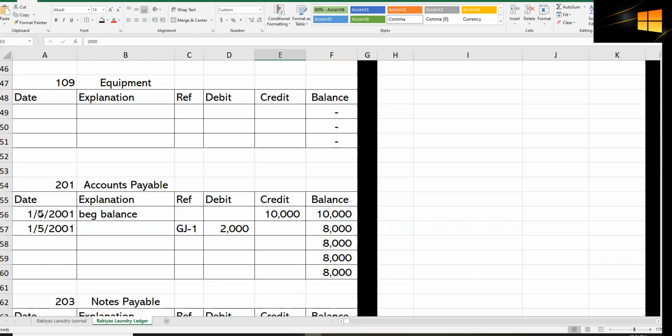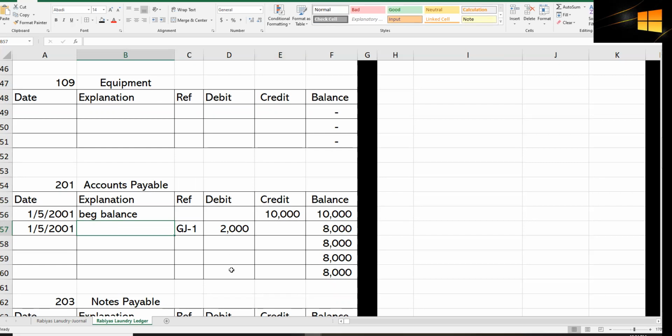Although nakalagay na dito is 1.5. This one must be, May 1 pala yan. So, May 1, 2001, the beginning balance of accounts payable is 10,000 pesos. Now, sabi natin, accounts payable is liability. Therefore, all liabilities, credit balance. All entries in debit, meaning nagbawas siya ng kanyang pagkakautang. So, 10,000 minus 2,000 equals 8,000.